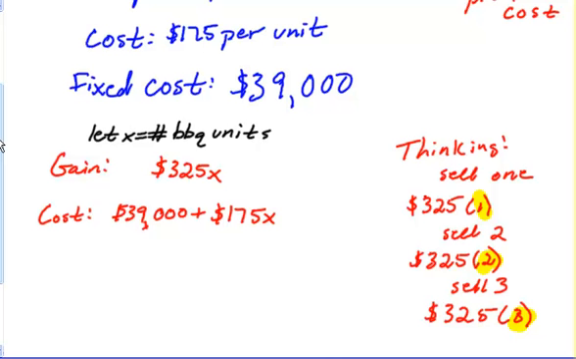But now that we have these two things, we said X is the number of barbecue units. The money you get at the register is $325 times however many. The money you had to actually pay to survive is $39,000 plus 175 times that same number that you had to make to sell. How am I going to know when there's a break-even point? So I have my gain or my profit, and my cost. How do I know when those are the same? When one's not more than the other? Yeah, it makes them equal, right? Good.